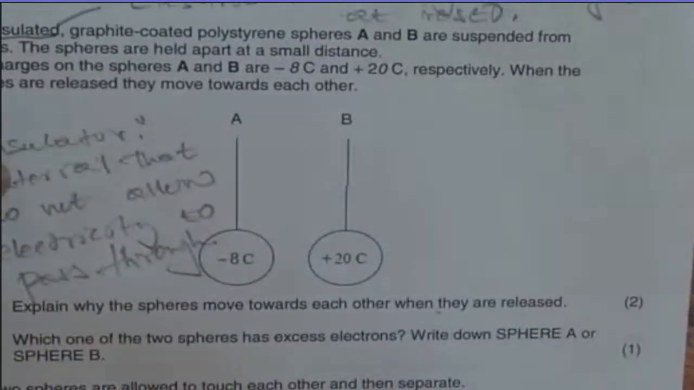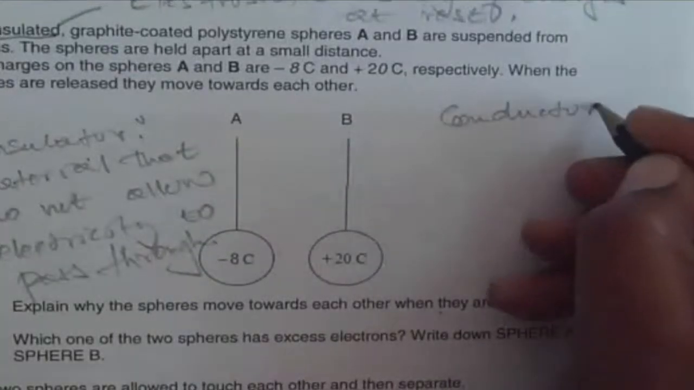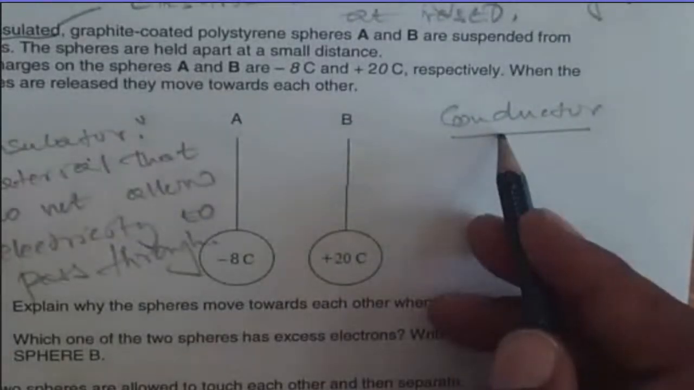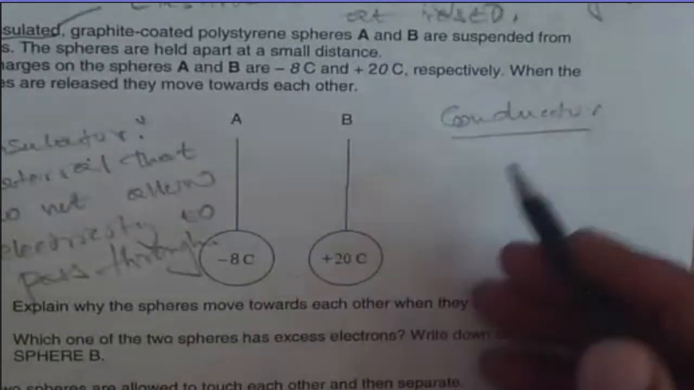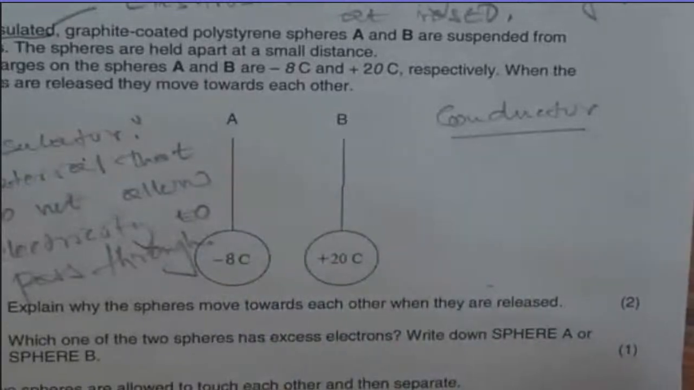So meaning if you are referring to an insulator, that is the material that does not allow electricity to pass through. But if you talk about a conductor, obviously this conductor is the material that will allow electricity to pass through.